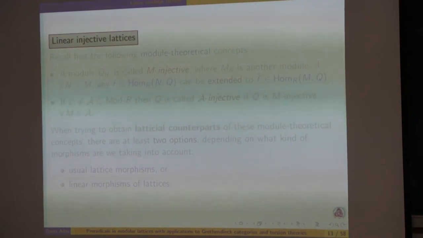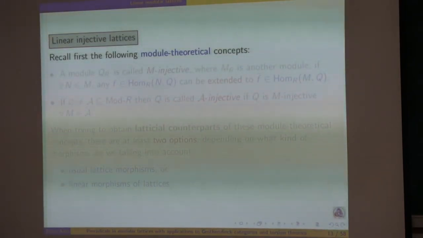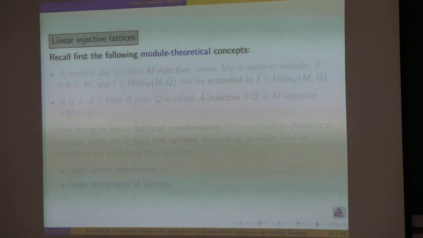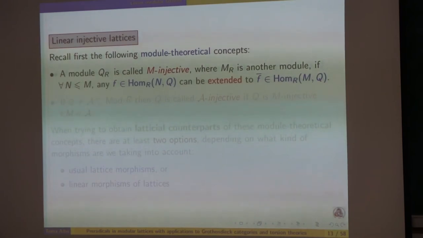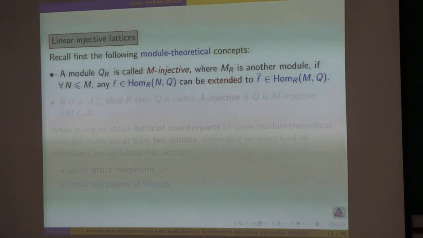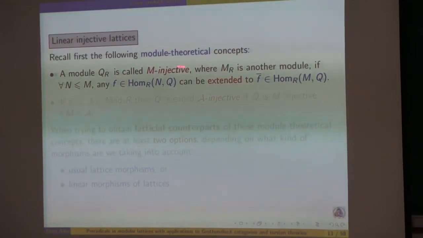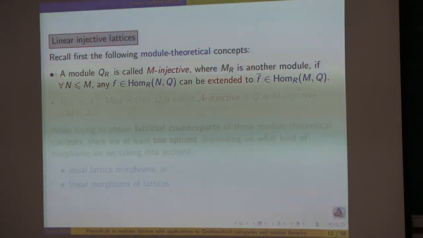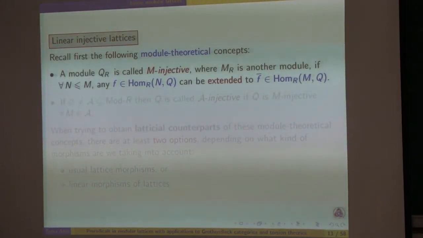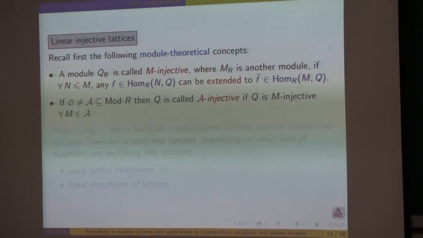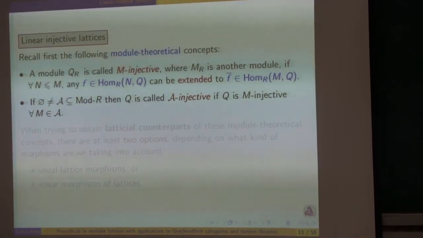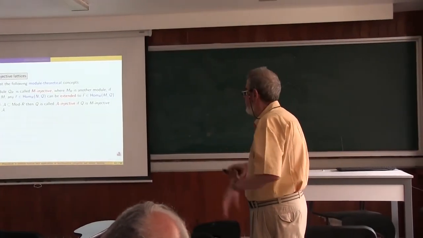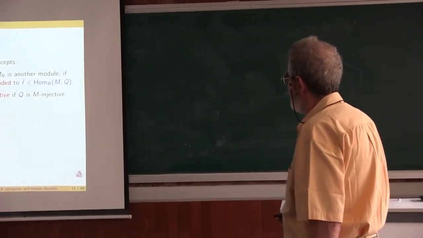Linear injective lattices. Now, I'm calling the following model theoretical concept. Everybody who is a model theorist knows this notion. A model Q is called M-injective if, for any submodule of M, any morphism into Q can be extended to M. If we have a non-empty class of modules, then Q is called injective relative to the class if it is M-injective for any M in the class. This is the well-known concept in modules.